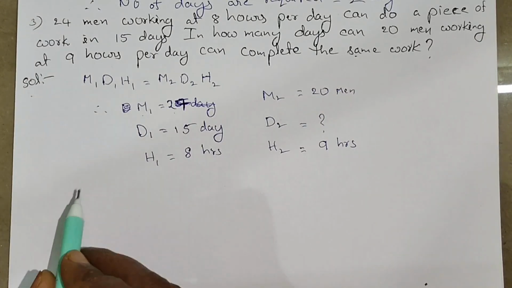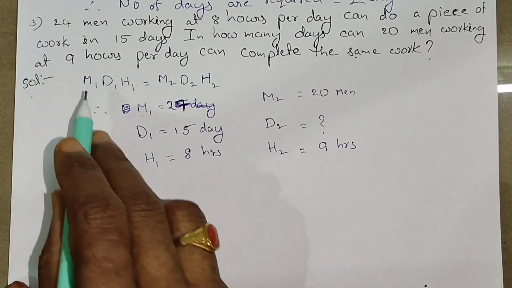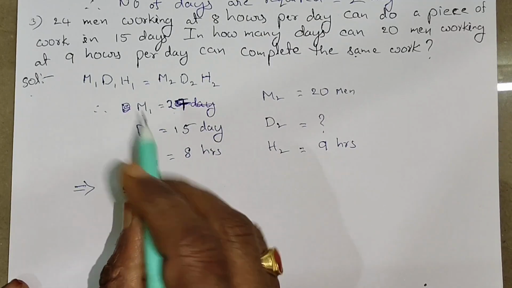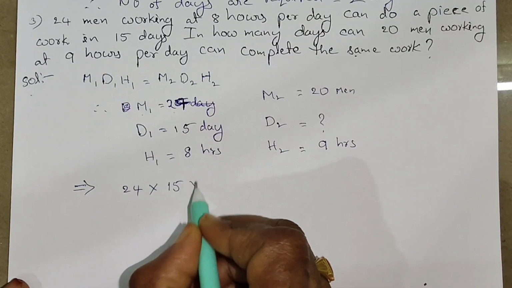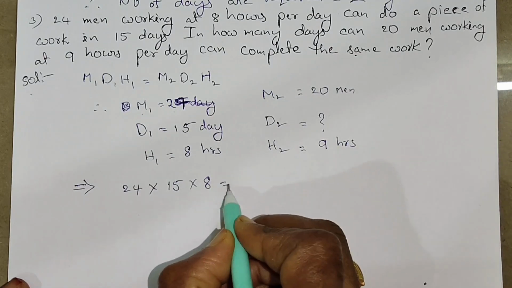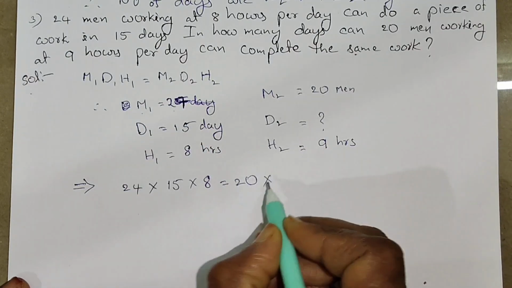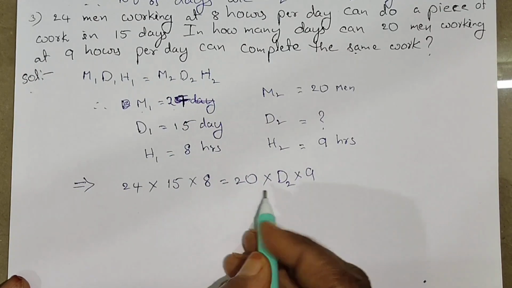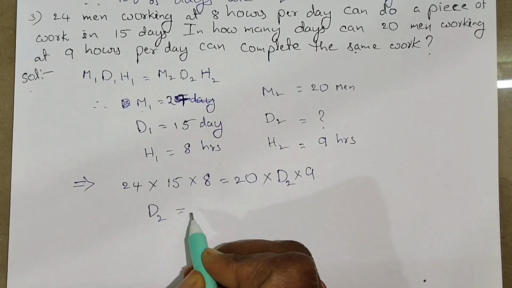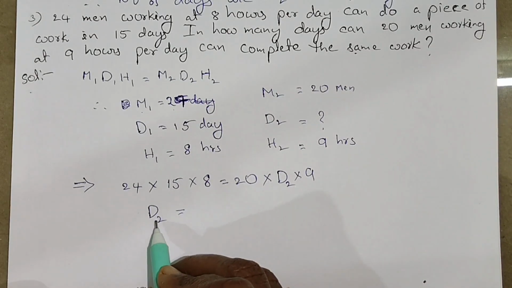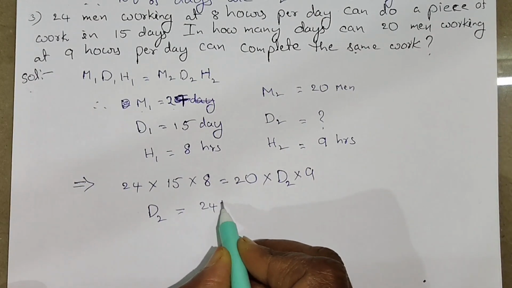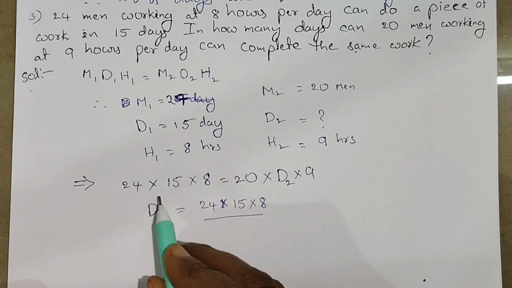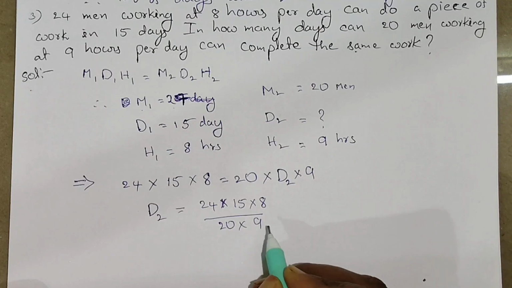Here we write the ratio, substituting these values in this ratio. Here m1 equal to 24, 24 into d1 equal to 15 into h1 equal to 8 equal to m2, 20 into d2, we find d2. So we write d2 as it is, h2 is equal to 9. So now d2, we write the variable on the left side. Here d2 equal to 24 into 15 into 8 by, these two are carried to the left hand side, 20 into 9.